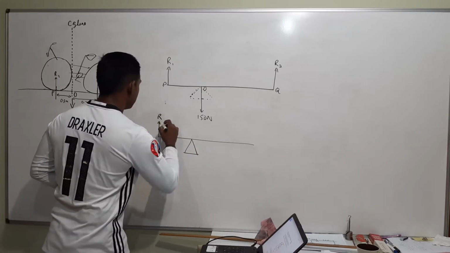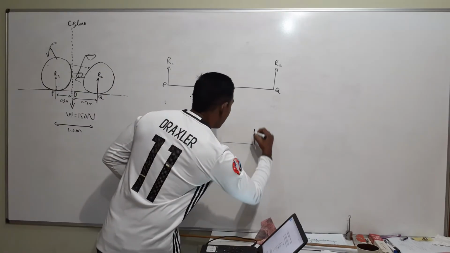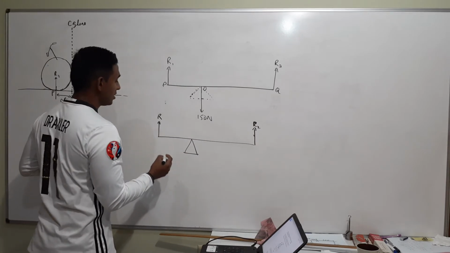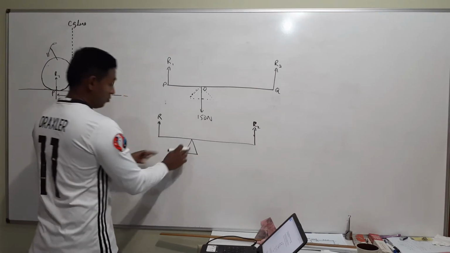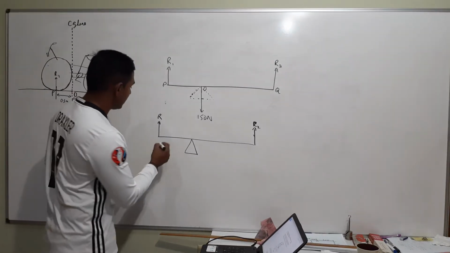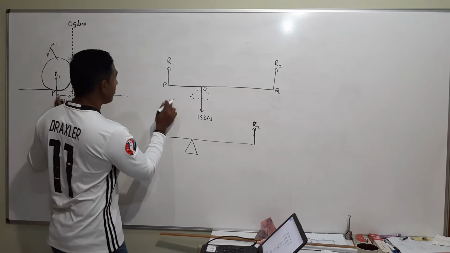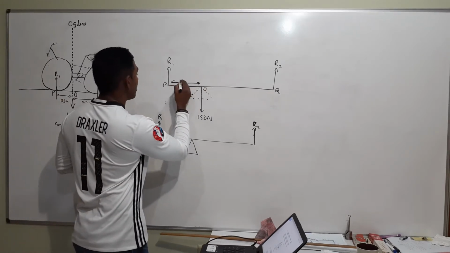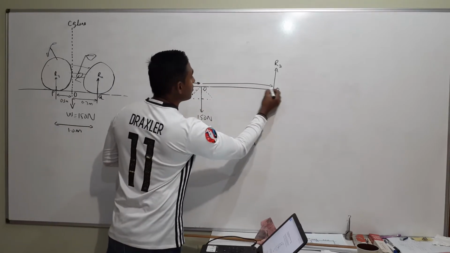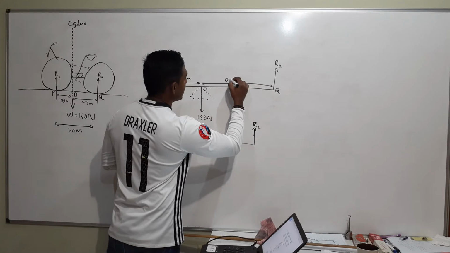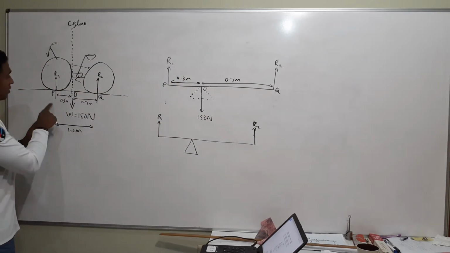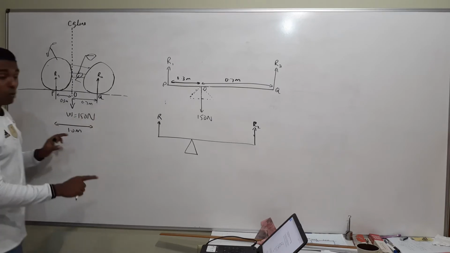R1, upward force, R2, upward force, and of course we have a pivot here now. Okay? And so therefore if you think about it, this distance from P to O was of course 0.3 meters, and from Q to O was 0.7 meters, and I got that only because the entire distance from P to Q was 1 meter.